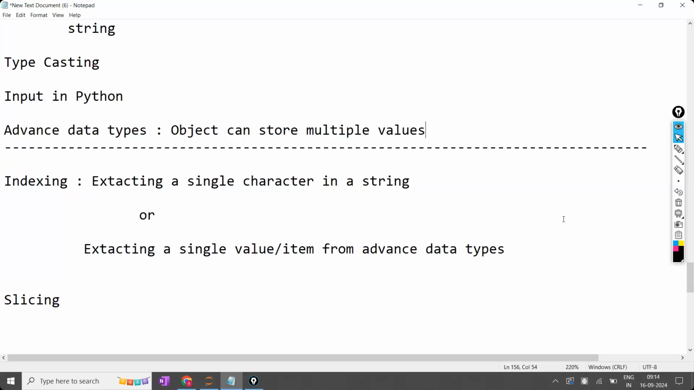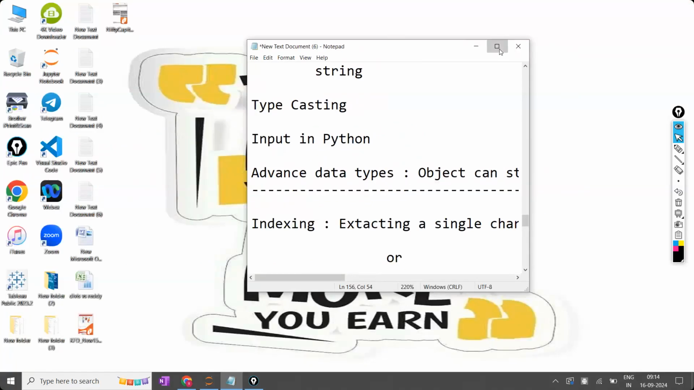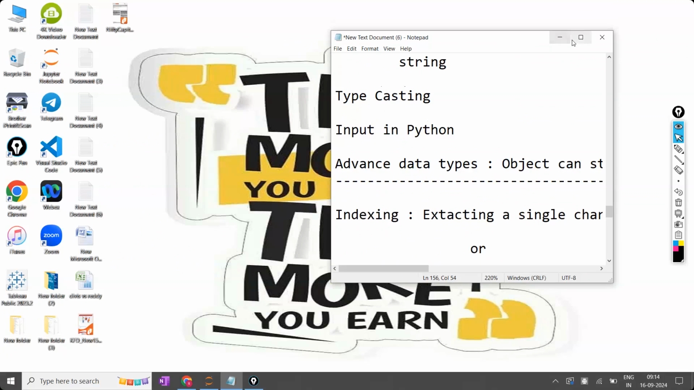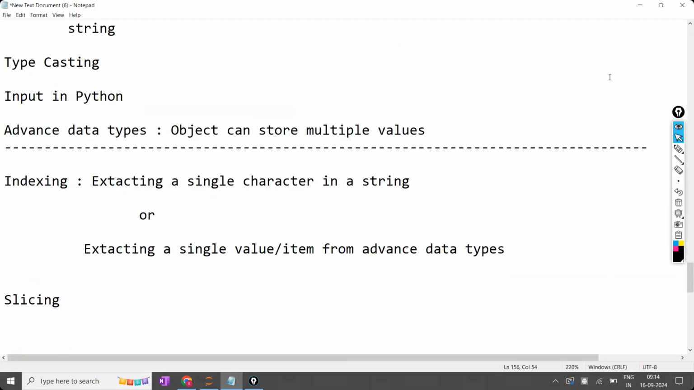So one data type will have objects in different ways. One object can store a single value, and another object can store multiple values. If your object can store only a single value, it is called a fundamental data type object. If your object can store multiple values, it is called an advanced data type. Right?